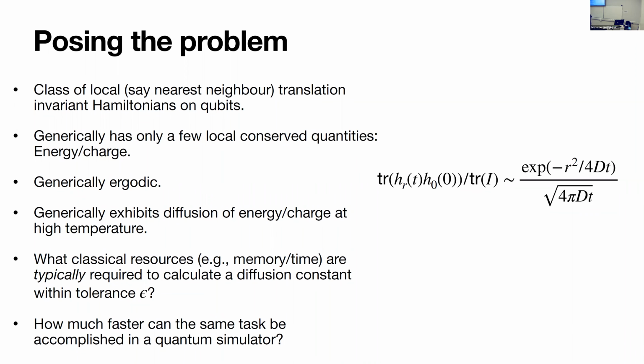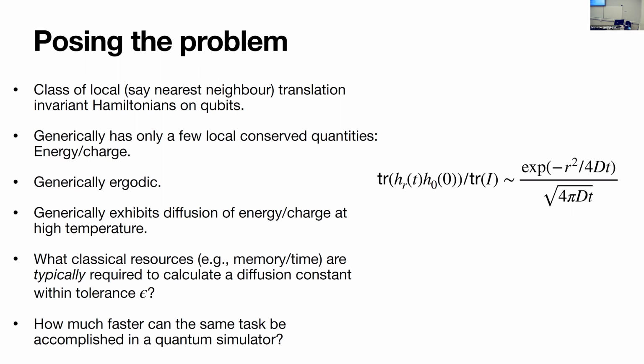Another thing that we expect to be generically true in systems of this form is that they're ergodic, by which I mean these systems thermalize, or they lose memory of their initial conditions at late times. So maybe let's just say the systems come to thermal equilibrium. This is also quite a generic feature of sufficiently complicated many-body systems.